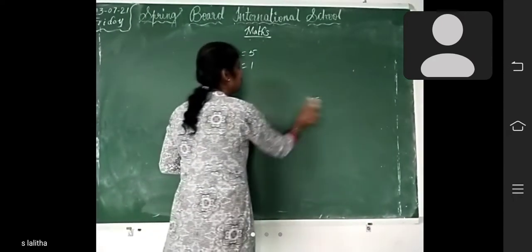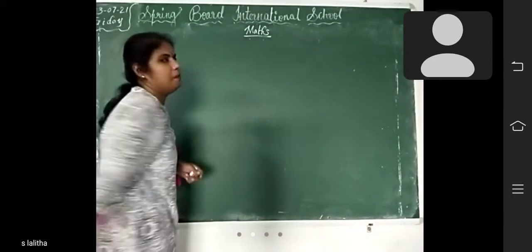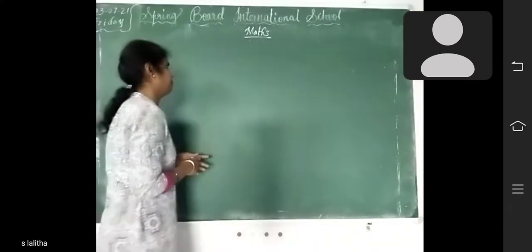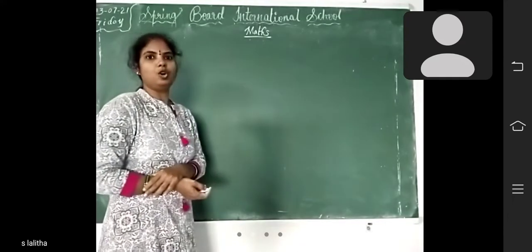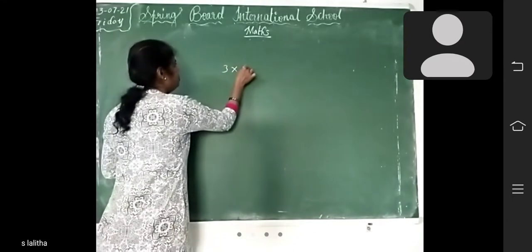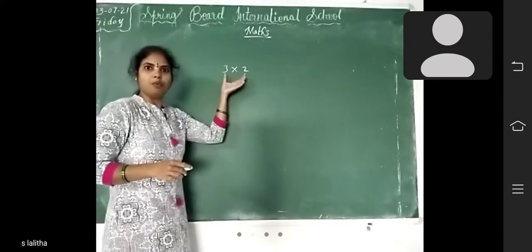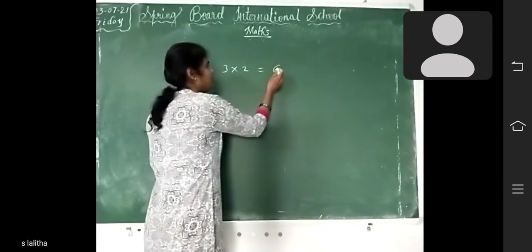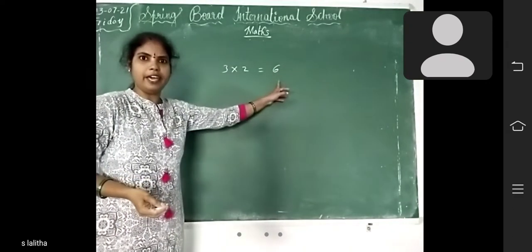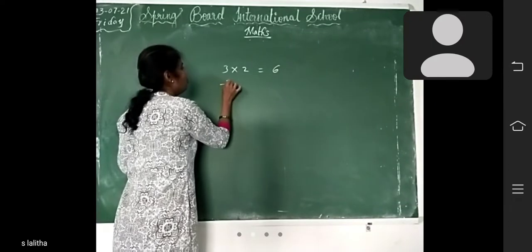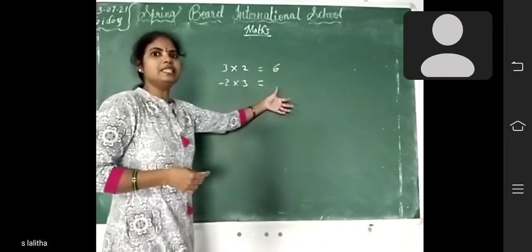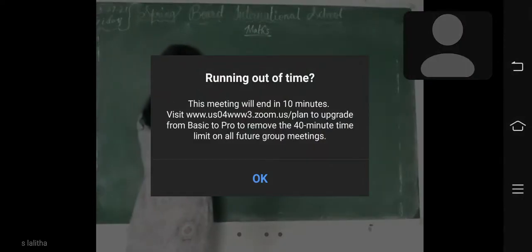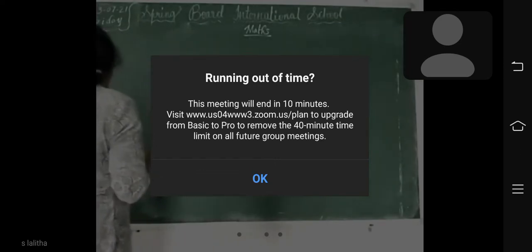Next, multiplication of integers. In the multiplication of integers, some cases are there, children. If you multiply two positive integers, that means 3 into 2, what is the product? The product will also be a positive integer. Okay. If you multiply one negative and one positive, what is the product? The product is negative. 2 threes are 6. Here minus is there, no? Minus 6.